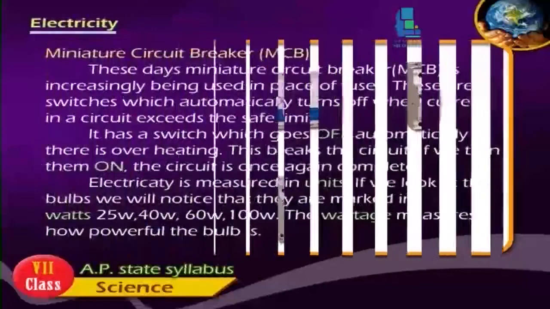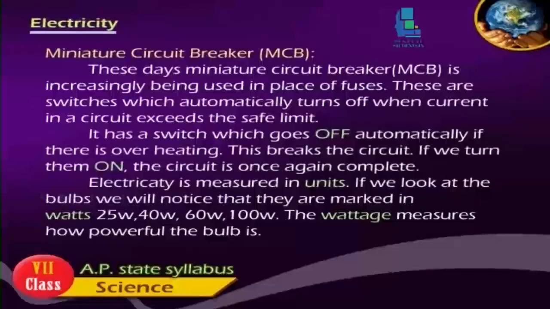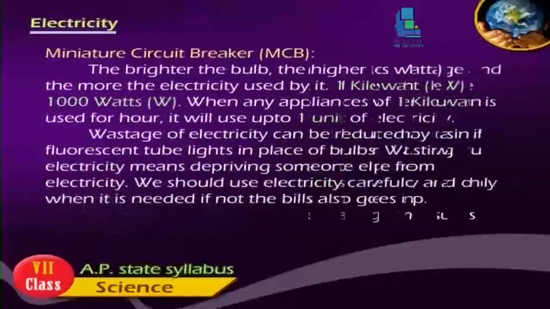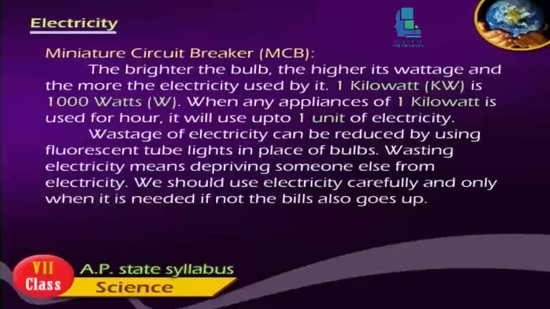Electricity is measured in units. If we look at the bulbs, we will notice that they are marked in watts: 25 watts, 40 watts, 60 watts, 100 watts. The wattage measures how powerful the bulb is. The brighter the bulb, the higher its wattage and the more electricity used by it.